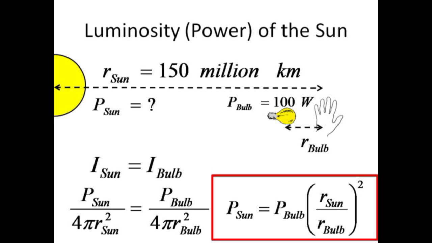By equating the intensity of the sun with the intensity of the bulb and applying the inverse square law, we can determine the power output of the sun. Since the distance to the sun is much larger than the distance to the light bulb, we expect the power output from the sun to be many times larger than the power output of a light bulb.